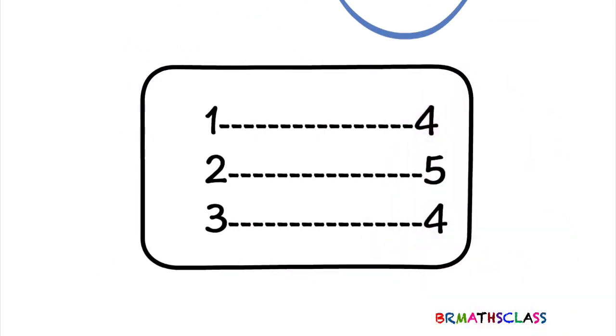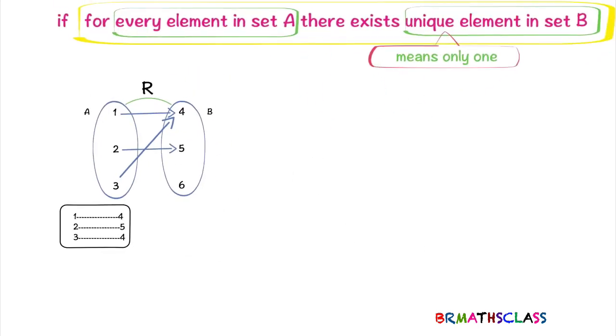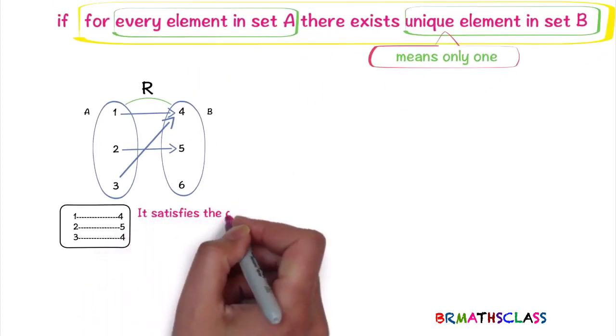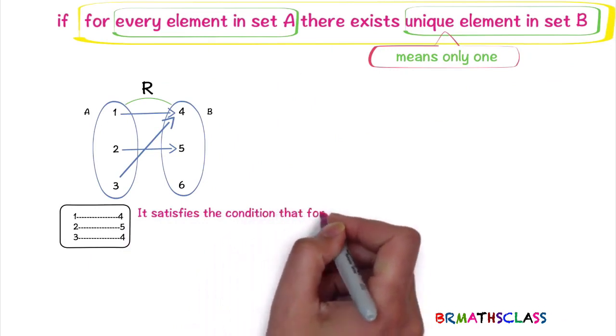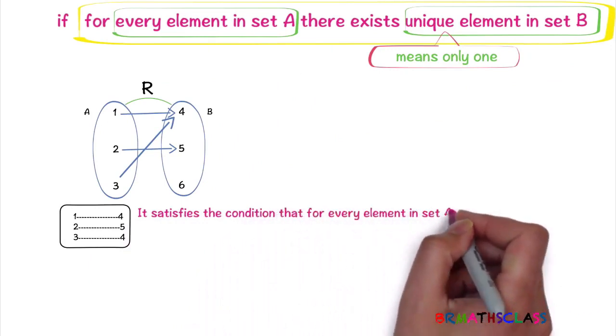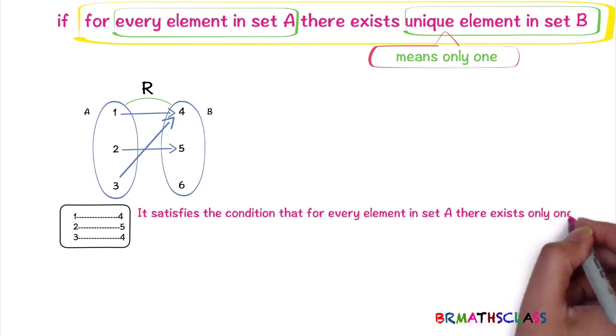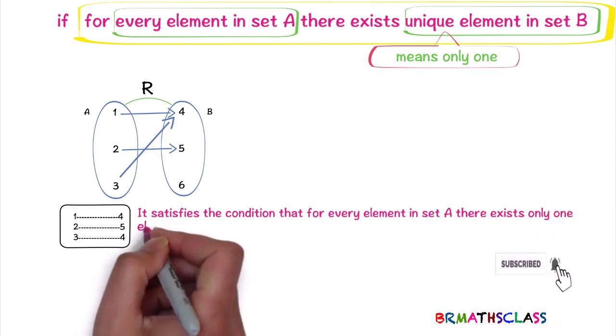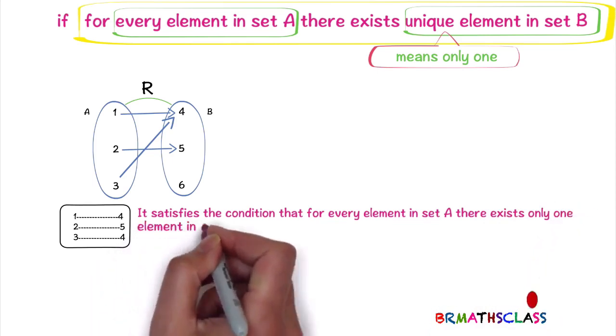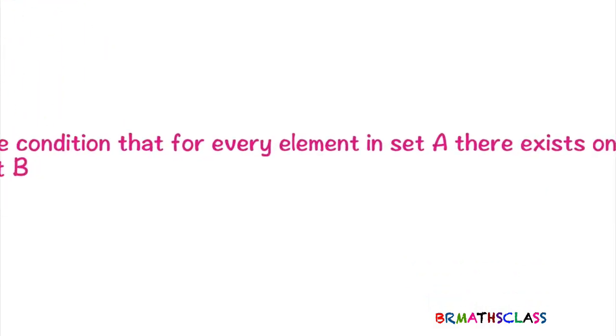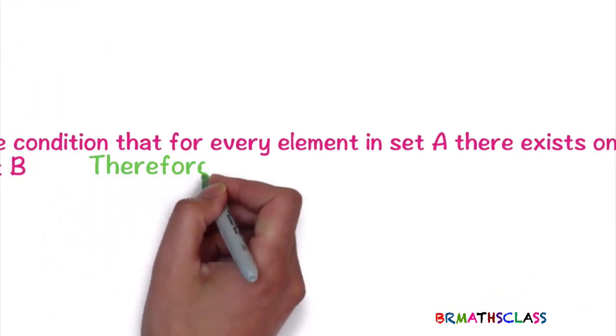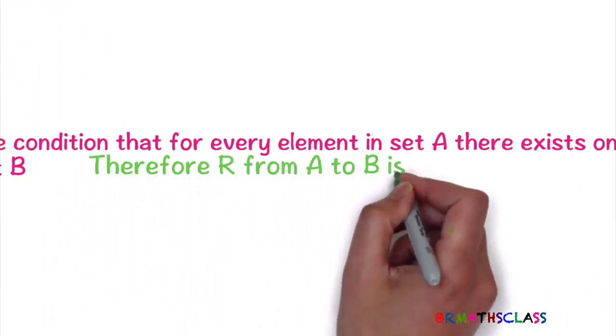Don't be confused that the elements 1 and 3 have the same element. Same element is different, unique element is different. So it satisfies the condition that for every element in set A, there exists only one element in set B. Therefore, R from A to B is a function.